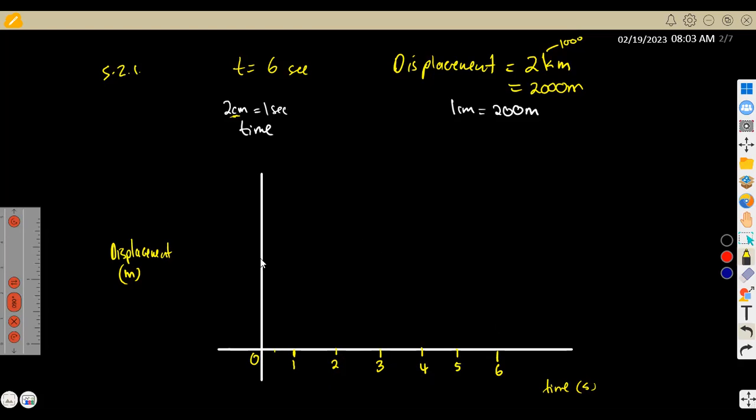When you refer upwards here, you leave a space of 1 centimeter because we are given that 1 centimeter is 200 meters. So we're going to have this 200 meters, up to 2,000. After 1 centimeter, we add another 200, that's 400. After 1 centimeter, 600. After 1 centimeter, 800. After 1 centimeter, that's 1,000, and so on, up to 2,000. So you're going to mark these points up to 2,000.